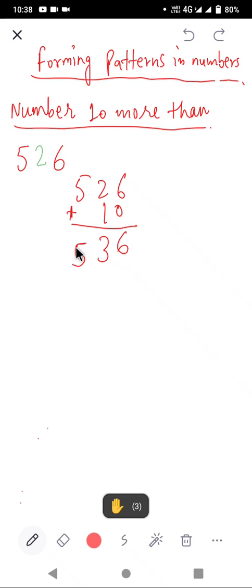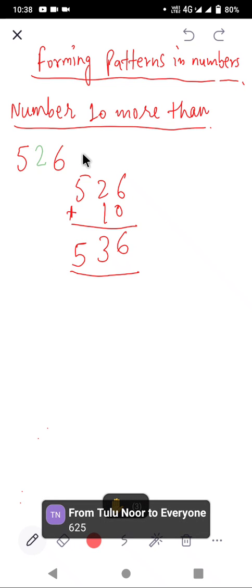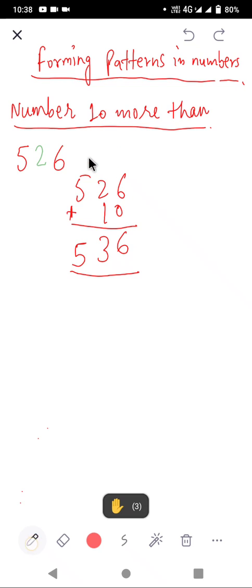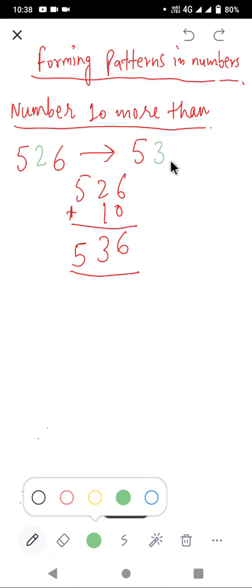5 at the hundreds place, we will write 5 as it is. So 10 more than 526 is 536.